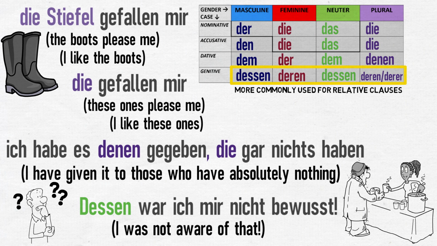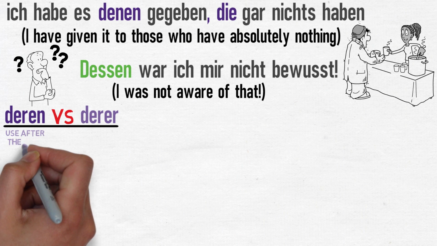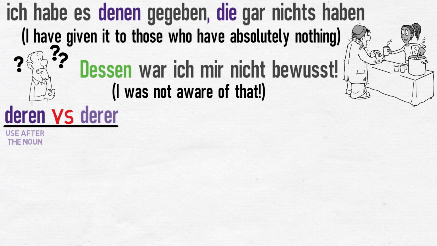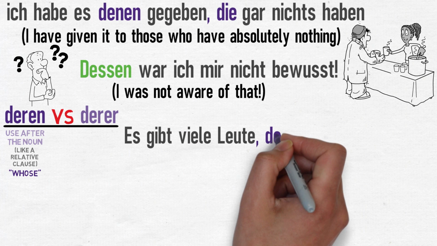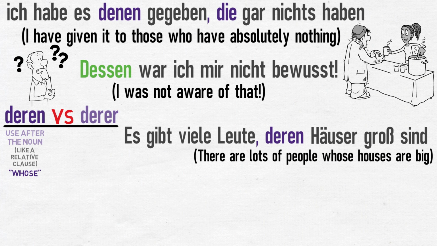As I mentioned, the plural genitive demonstrative pronoun can either be deren or derer. And this depends on whether it refers to something ahead or whether it refers back to something that's already been said. For example, use deren when the demonstrative pronoun comes after the noun it describes, as you would for a relative clause. This essentially translates as whose when the noun is plural. For example, es gibt viele Leute, deren Häuser groß sind. There are lots of people whose houses are big.